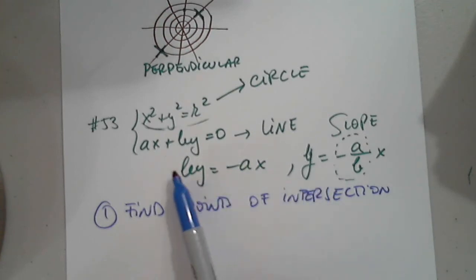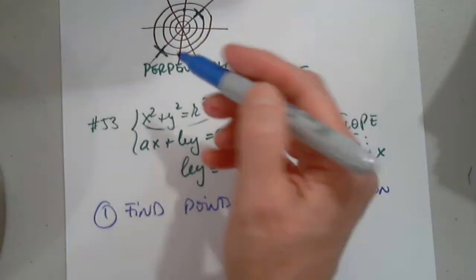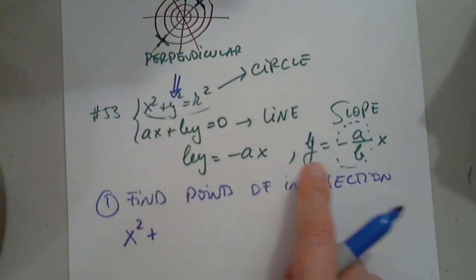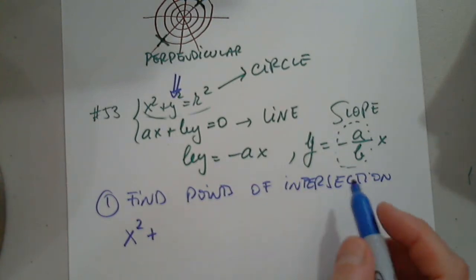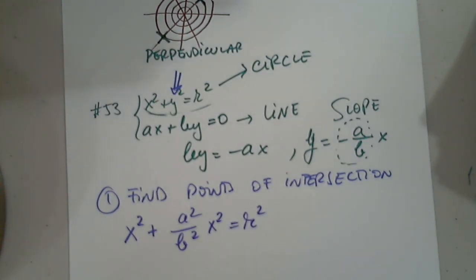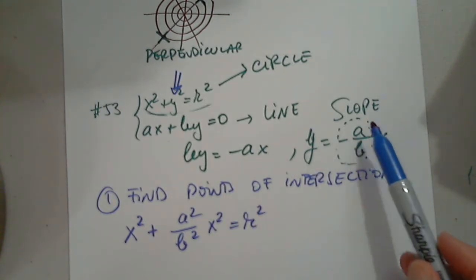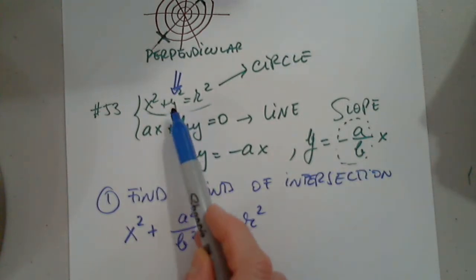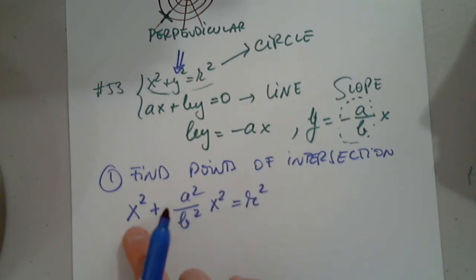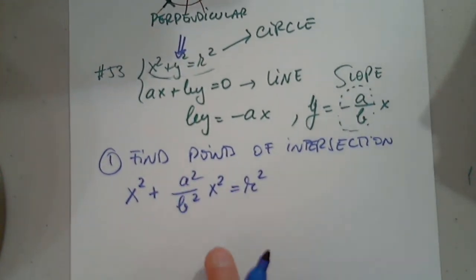I can solve the second equation for y, which I already did, and plug it into the first equation. So then I have x squared plus this, a squared over b squared, x squared equals r squared. What I did was solve the second equation for y, and replace the y value, which now depends on x and some numbers, in the first equation. Now you can see this is a constant, this is a constant, so I will be solving for x squared. How do I solve for x squared? What will be the next step?